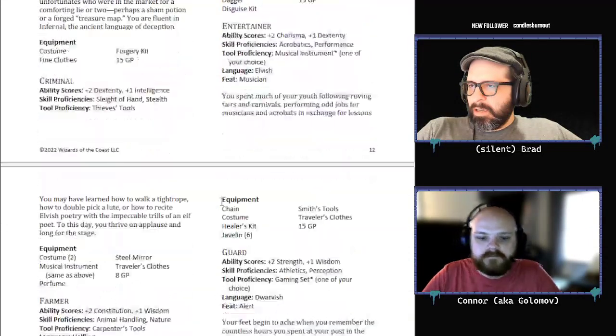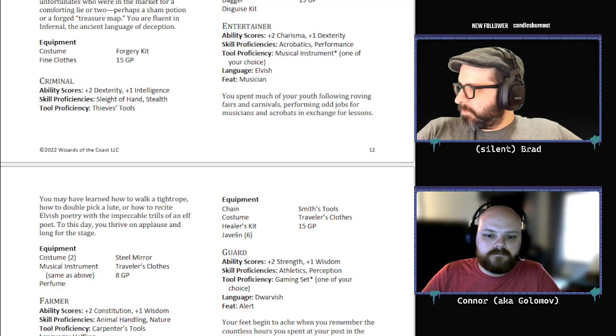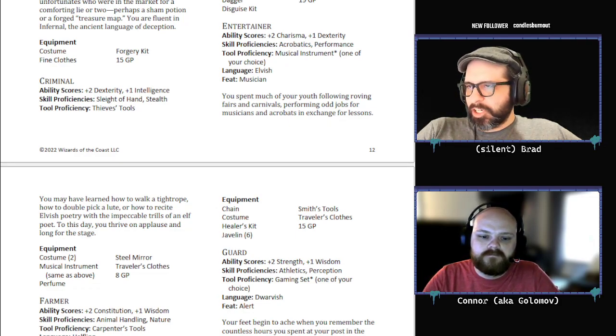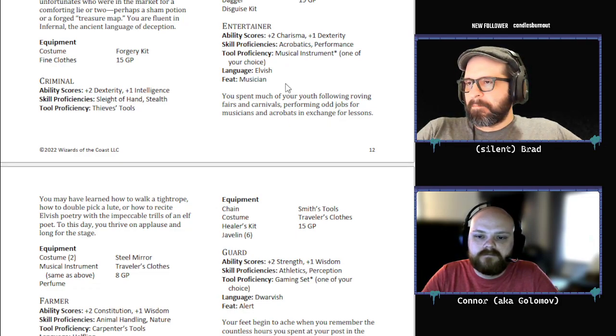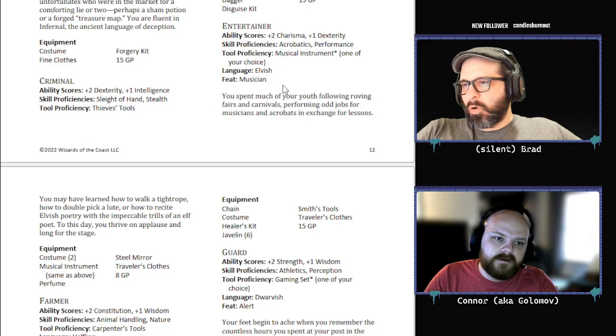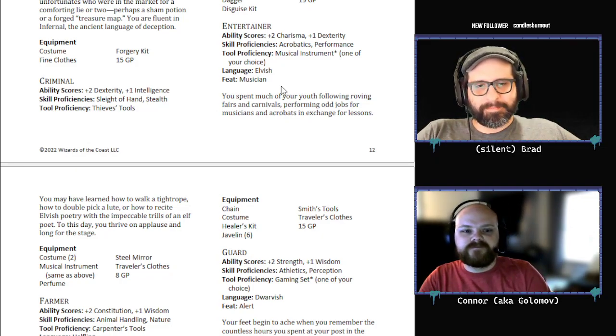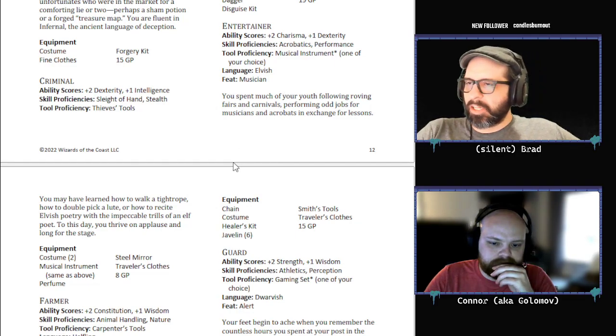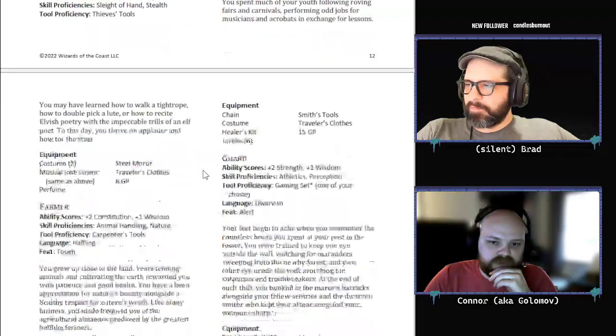And then entertainer, which I believe is back. Yes, 2 charisma, 1 dex. Acrobatics and performance are both back. Musical instrument is back. And then you're learning Elvish and get the musician feat. Elvish I can kind of understand. It's probably like learning Old English for French. Being an entertainer and doing some Shakespeare, you gotta know the Old English, the way to say stuff like that. Additional seems to be.